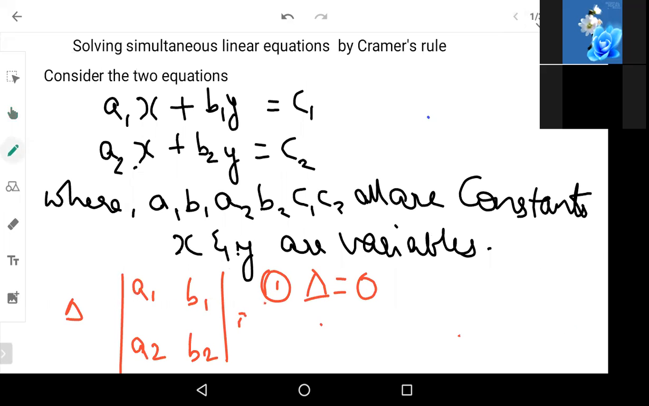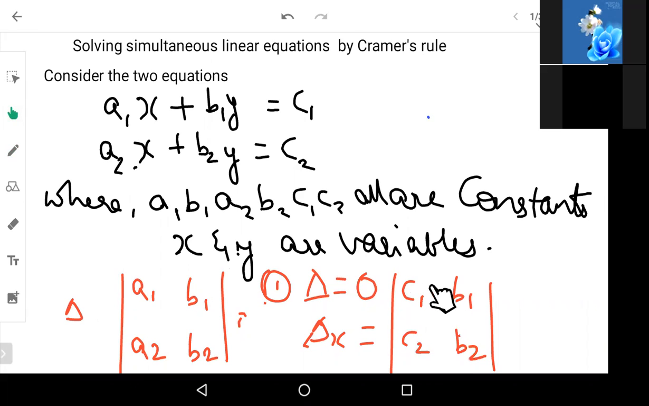Now, once we get the answer for delta, next we have to find out delta x. In delta x, we are going to replace A1 and A2 with C1 and C2. So here for delta x, it will be C1, C2 and B1, B2. That will be the determinant for delta x. And here we are going to simplify this determinant, solve it and get a value. This is our step number 4, where we have to calculate the delta x value.